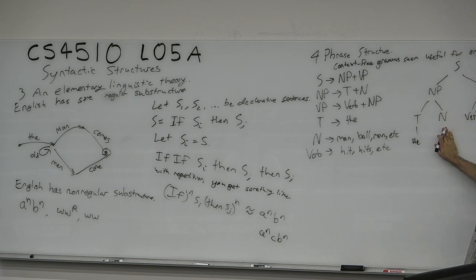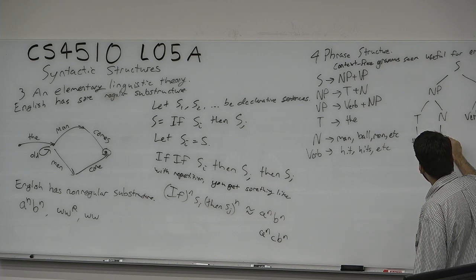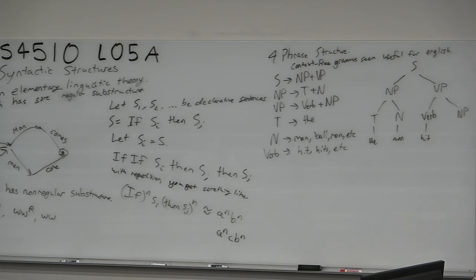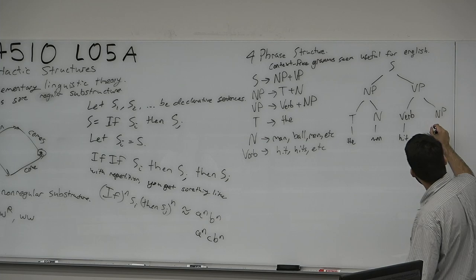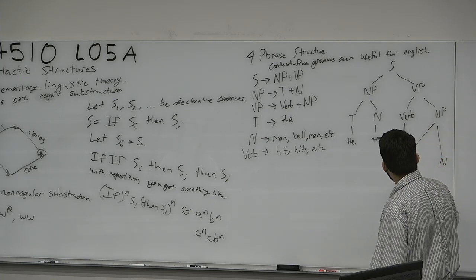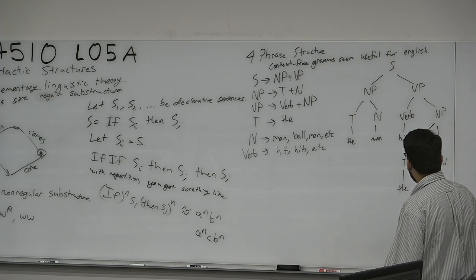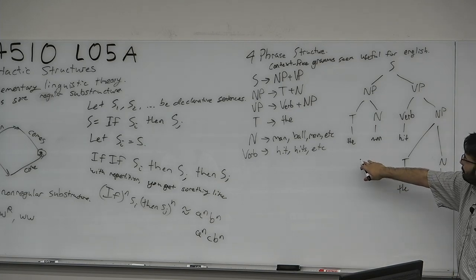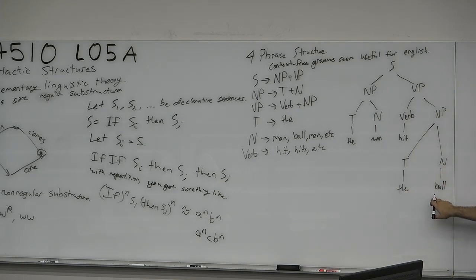So now we have to actually choose a sentence we're producing. And I'm going to say the man. Verb is going to go to hit. And NP is going to go to T and N. And T is going to go to the, and I'm going to put ball here. So here we produce the sentence, the man hit the ball.